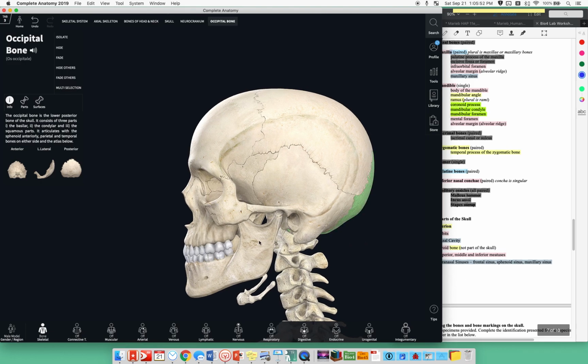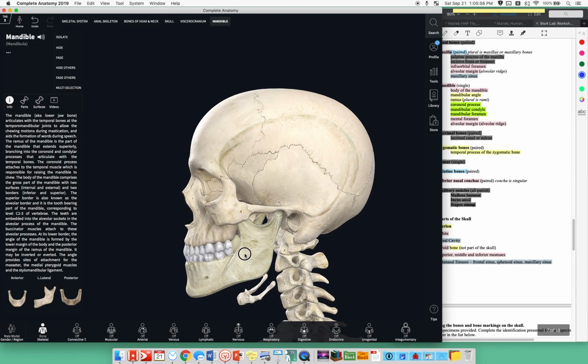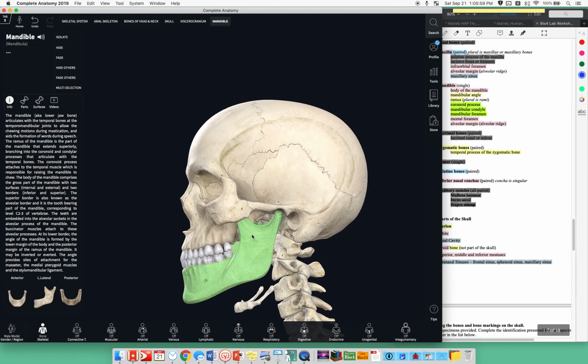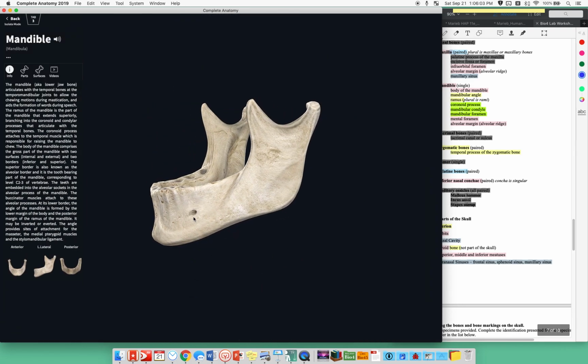Now let's take a look at our mandible. Okay, I'm going to isolate this so we can see it better. Again, this is your mental foramen, alveolar margin, body of the mandible or mandibular body, mandibular ramus, coronoid process, shaped like a crown, coronoid process of the mandible, mandibular condyle, mandibular angle.